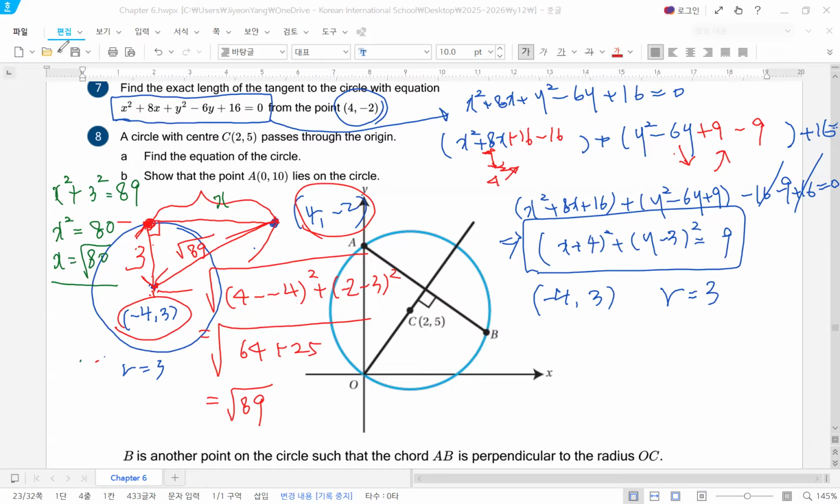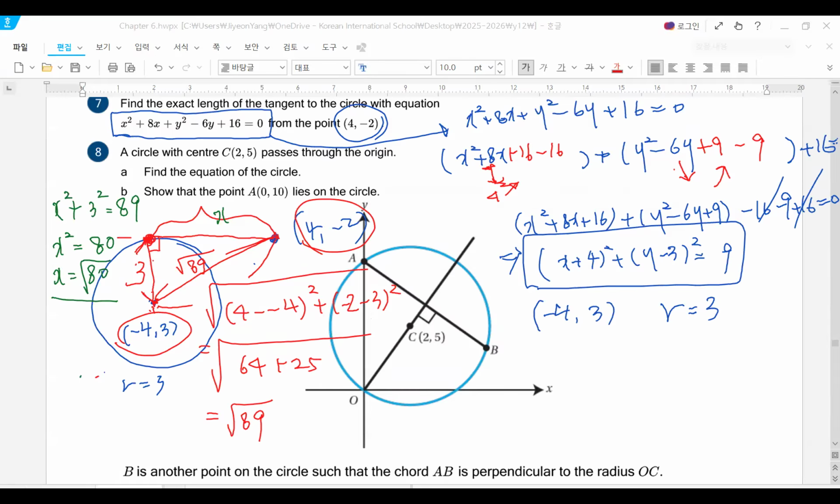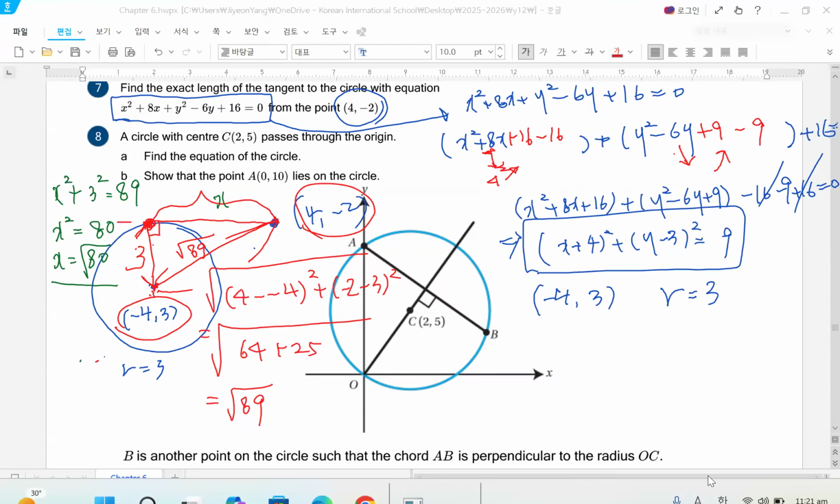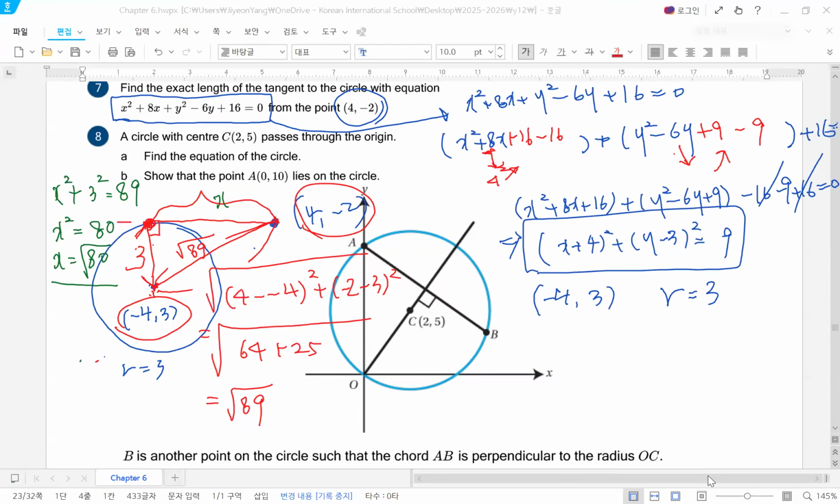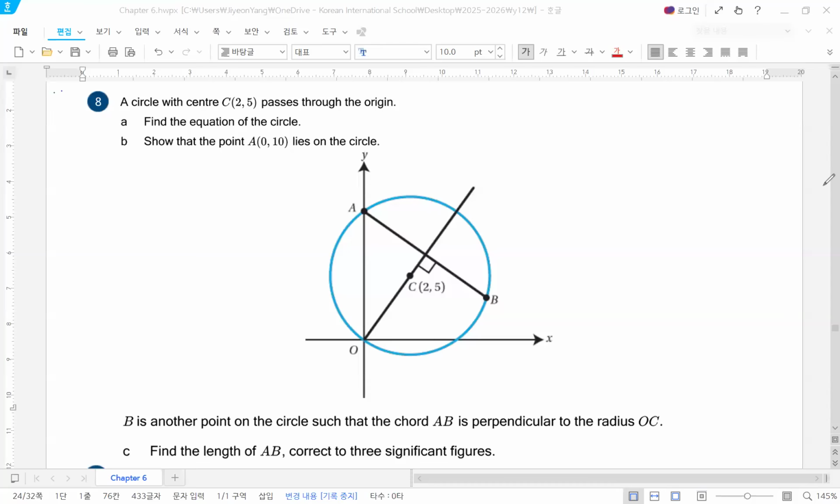By using the x squared equals 0.89, who invented 89? Where did 89 even come from? 89 is the distance between 2 points. One is a circle center. A circle.